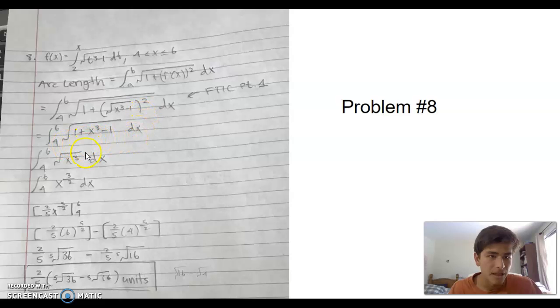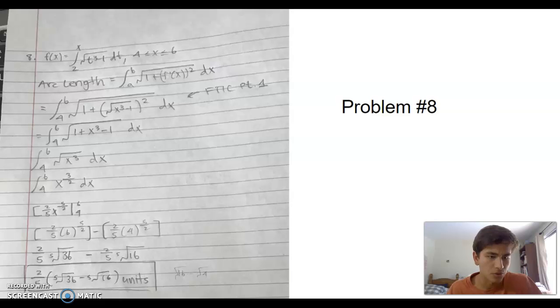So then you just get x cubed. You take the antiderivative of square root of x cubed. You get 2/5 x to the 5/2 from 6 to 4. You use fundamental theorem part 2. You try to do some simplification. It doesn't simplify all the way, unfortunately. So you get 2/5 times the 5th root of 36 minus 2/5 times the 5th root of 16.